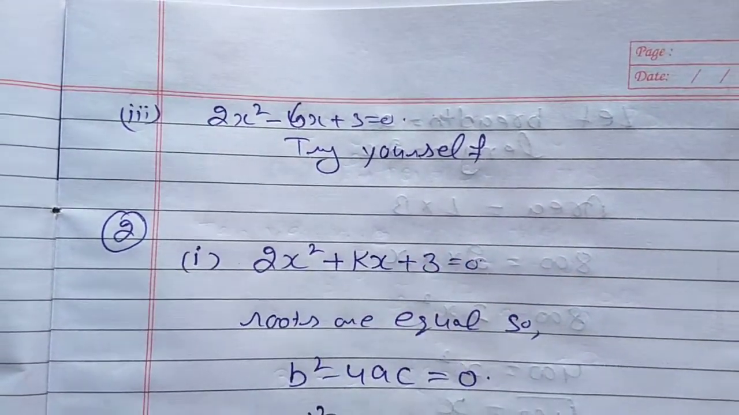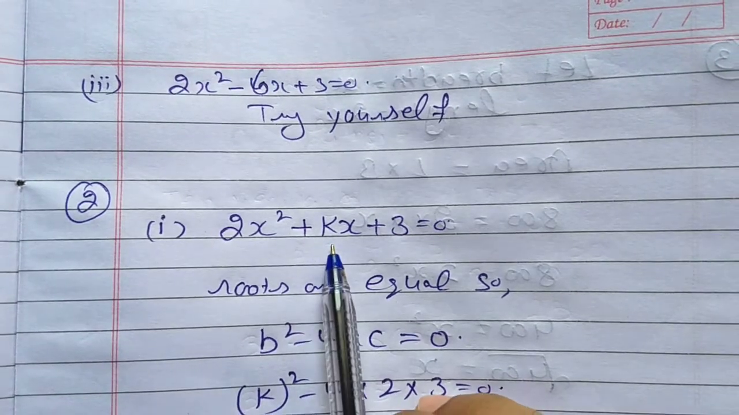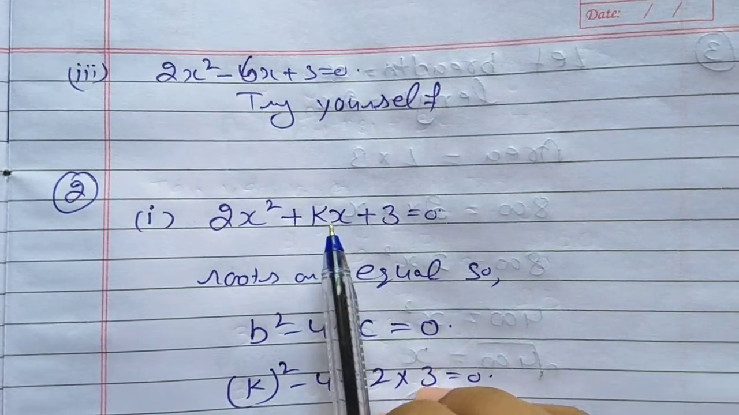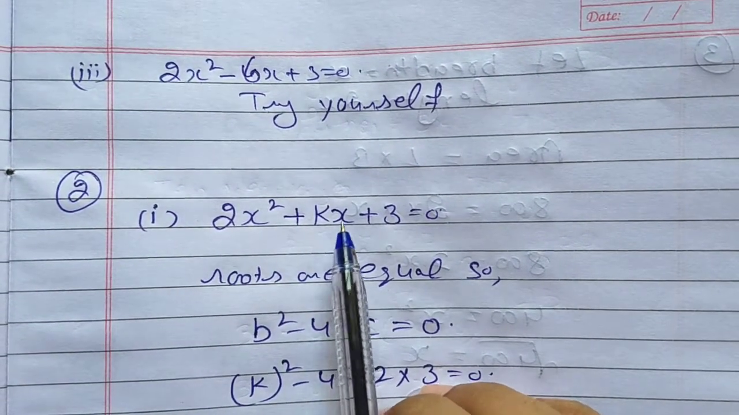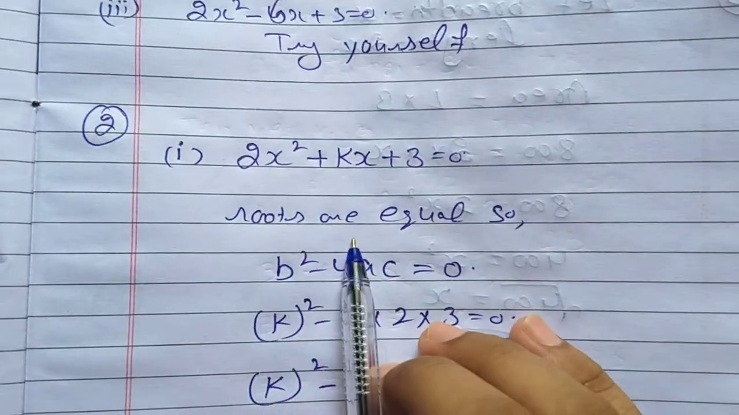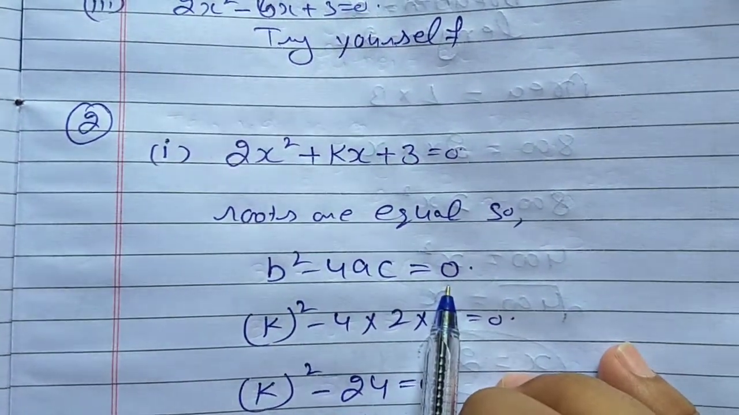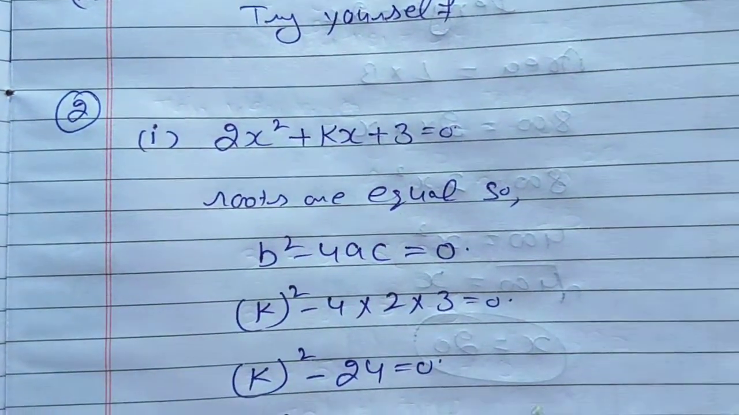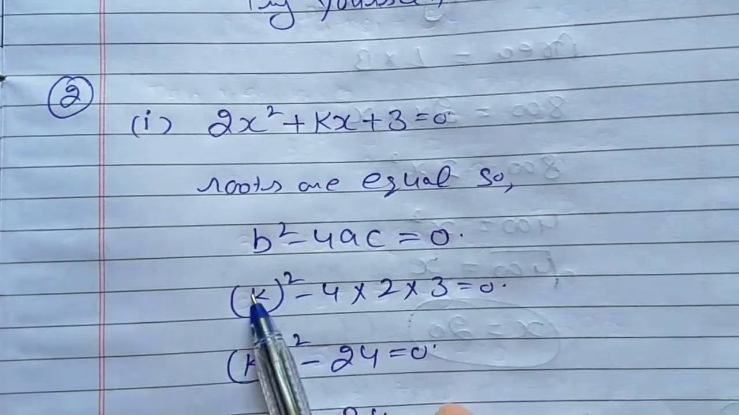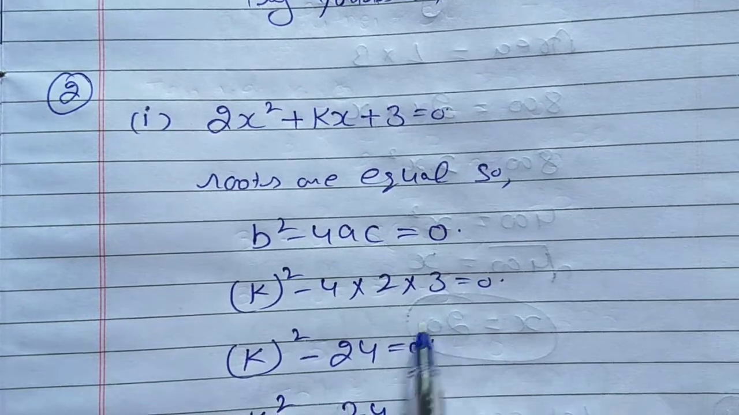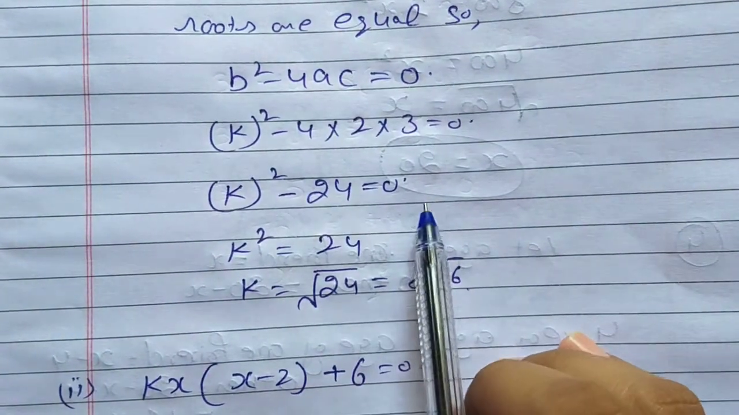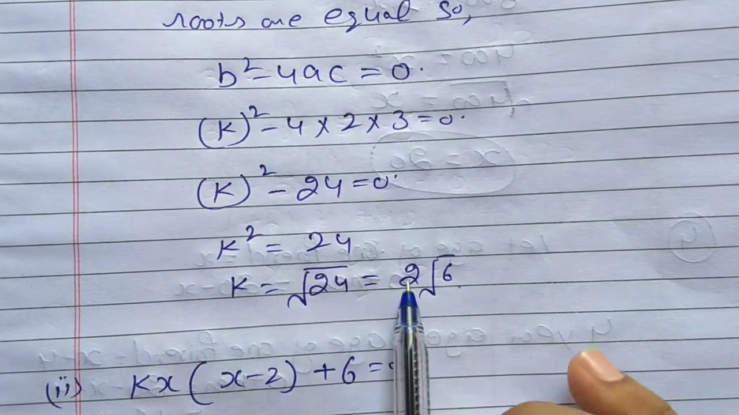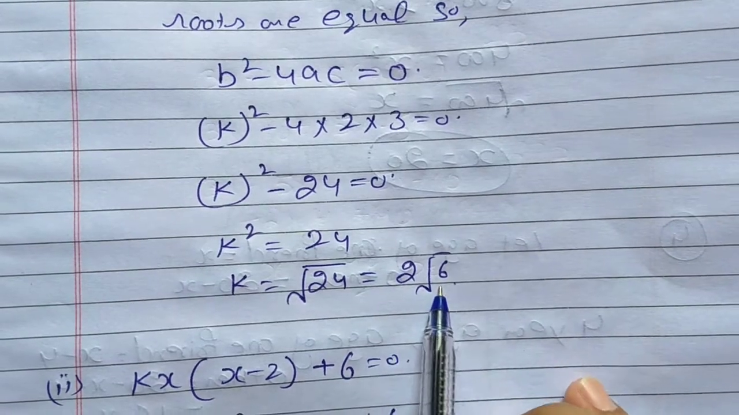Now in question number 2, we have to find the value of k, and we are given that the roots of this equation are equal. If roots are equal, then we know the discriminant will be 0, and this is an important question. It always appears in your board exams. So b square minus 4ac equals 0. Put these values, k square minus 4 into a into c. Solve it. Move minus 24 to the right side, then take the square root. After solving, your answer is 2 into under root 6.